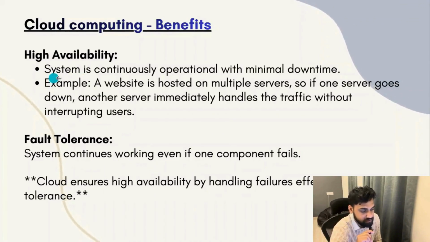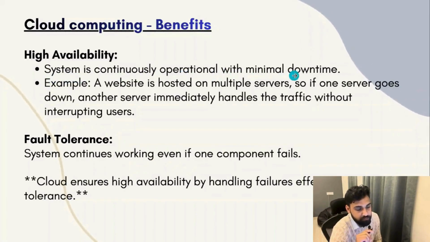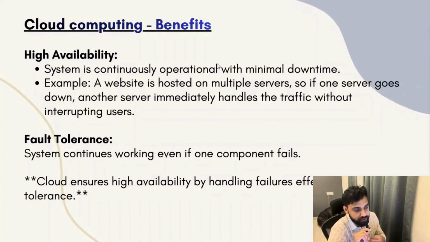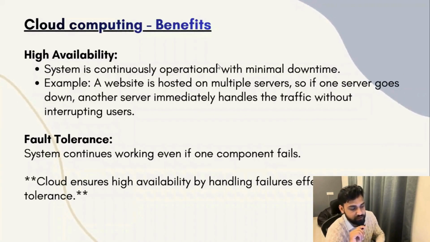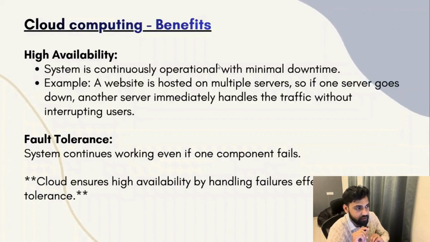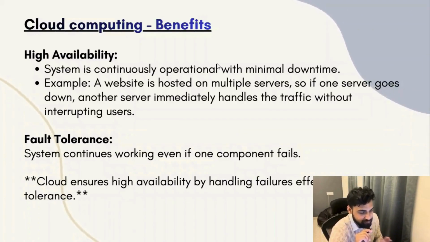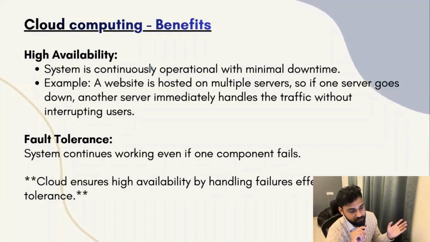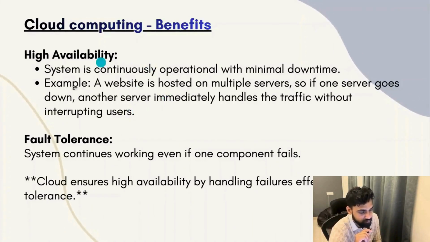By definition, high availability means the system is continuously operational with minimal downtime. Downtime means how much time it is going down. Azure or any cloud provider ensures high availability. Whatever server or service you are buying, it will be available almost 99.99% of the time, unless there is a global outage or something. So the servers will always be available. That is a simple definition of high availability.